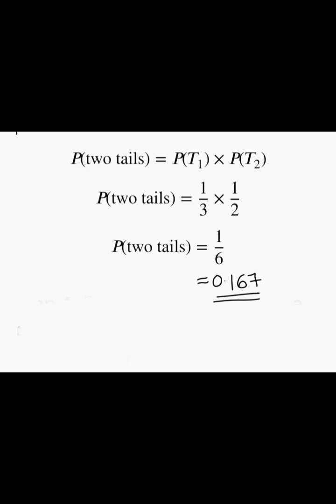So here it is asked about the probability of getting 2 tails, that is, P of 2 tails is equal to P of T1 into P of T2, and this is equal to 1 by 3 into 1 by 2, and this is equal to 1 by 6. So this is approximately equal to 0.167.